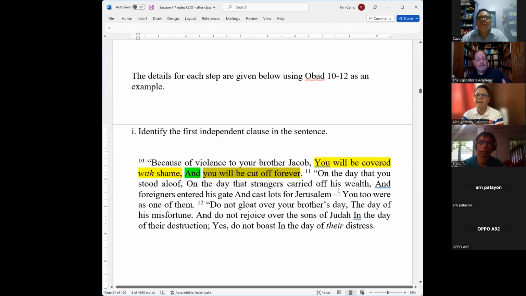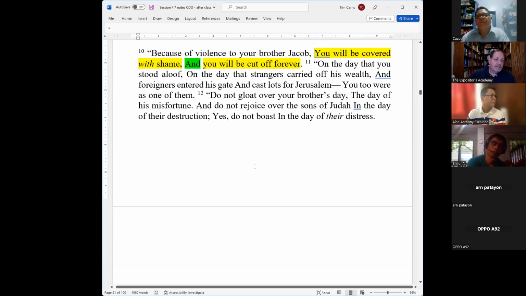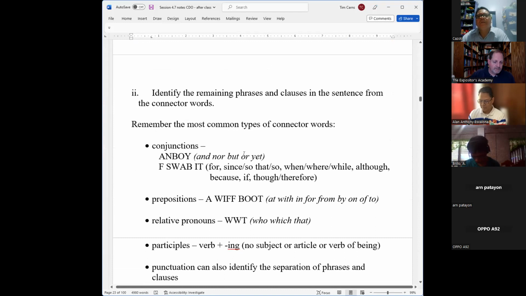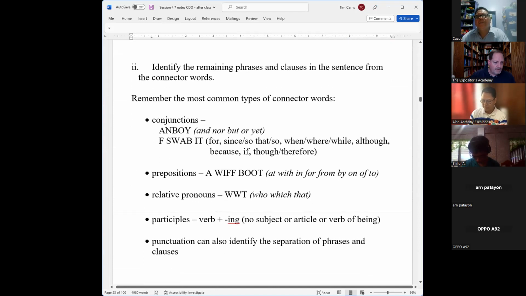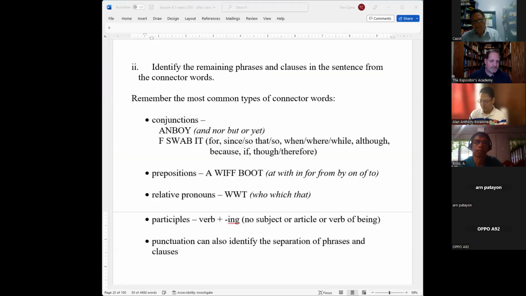Now, there may be more independent clauses in the next verses, but we'll just identify those as we go forward. All right. Okay, so now, does this make sense? Do you guys see that? These are the two independent clauses. Now, the second step is to identify the remaining phrases and clauses in the sentence. Here's what I'll do. I'm going to have you guys just do this on your own. I'll give you a few minutes to identify the connector words in this passage.